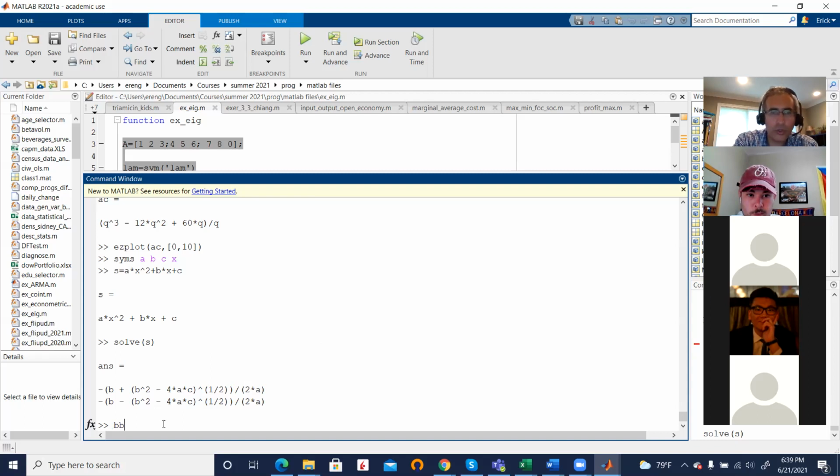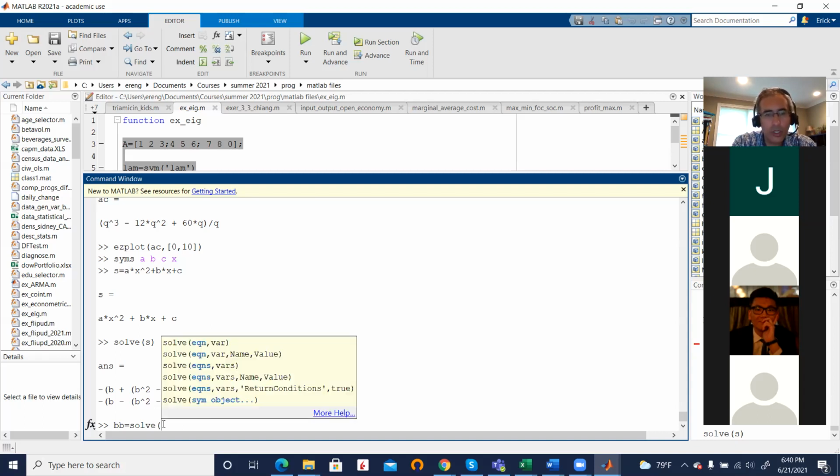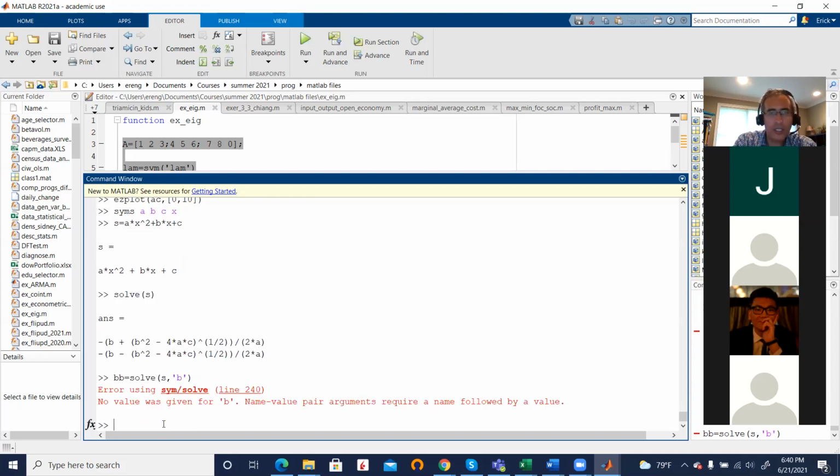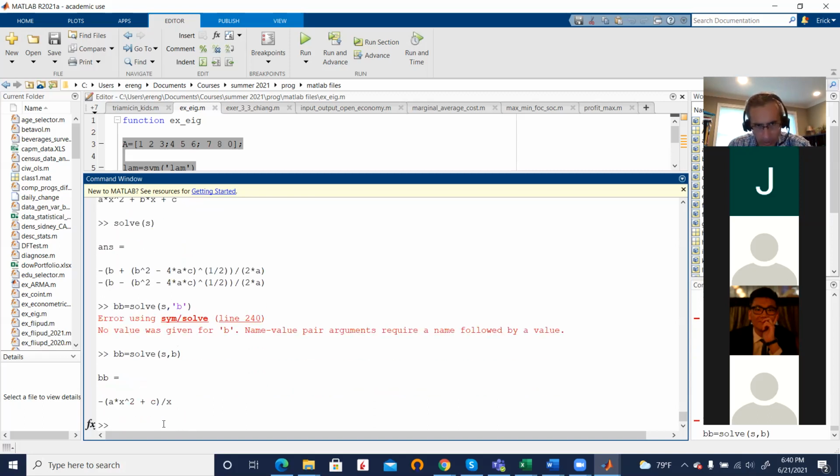In solve, you can also define what variable you want to solve for. For example, I want to use the variable b. I don't know the reason for that, but you can do that. I don't need to declare these here, because b is already a symbolic. But solve is extremely powerful, guys.